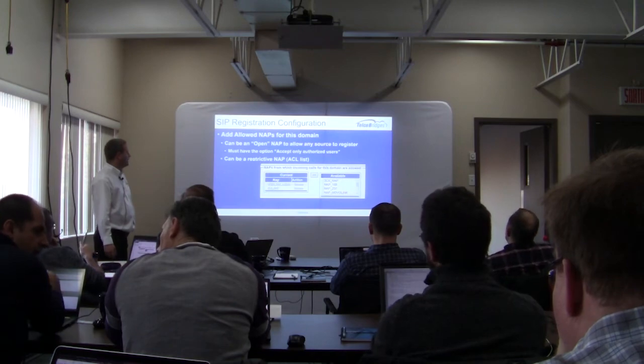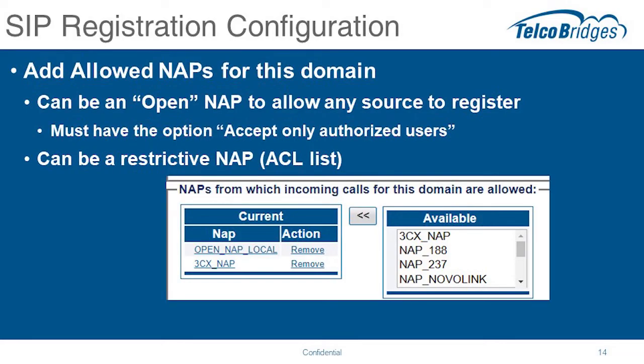What else do we have here? Oh yes, okay, this is the last part in the configuration. You need to add all the allowed NAPs for this domain. So you can choose each of your open NAP or semi-open NAP, maybe TCP, TLS here, and you just add them to your list of NAP.